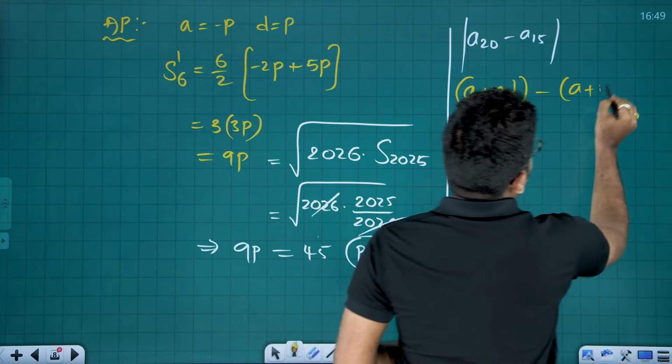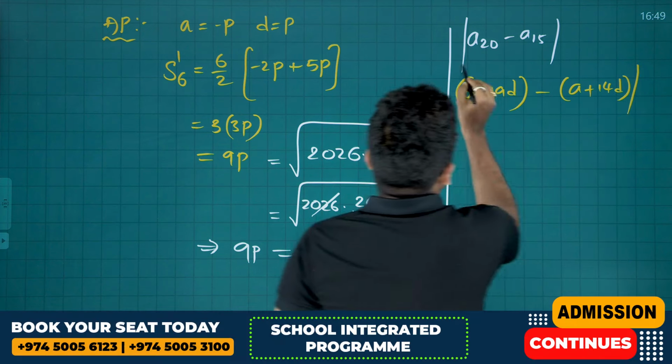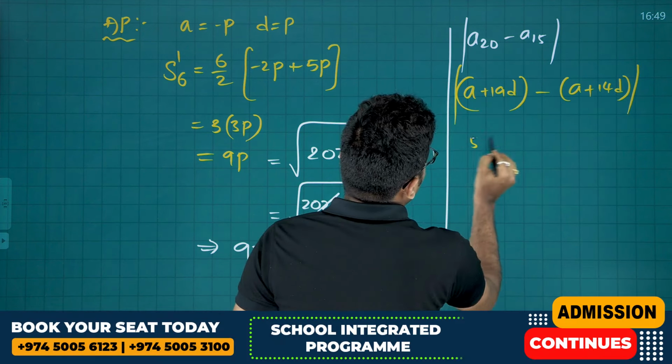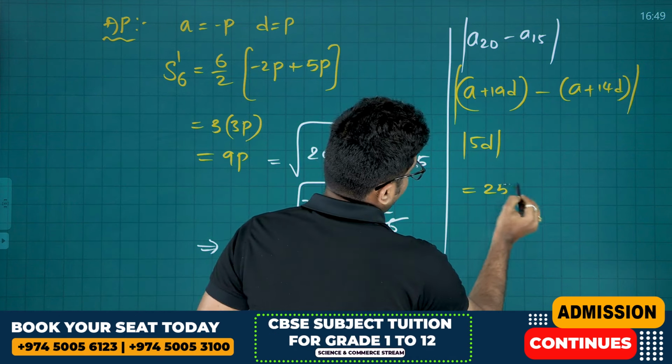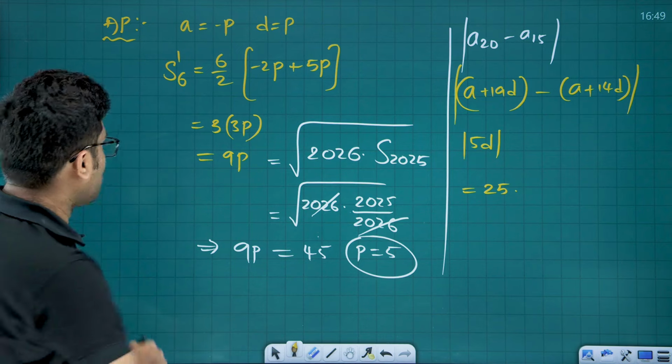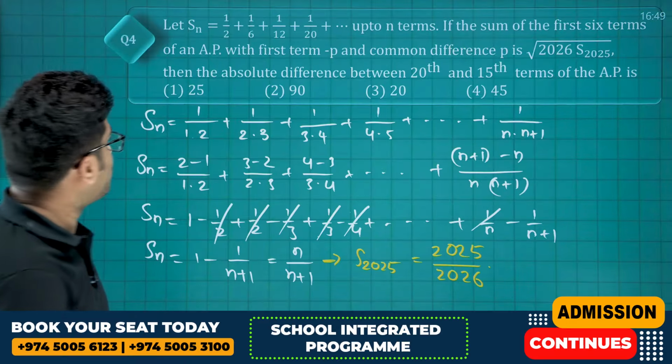A plus 14D. So A gets cancelled. 19 minus 14 is 5D, and D is already 5. So this is equal to 25. That's it. This is 25, friends. So the answer is option 1.